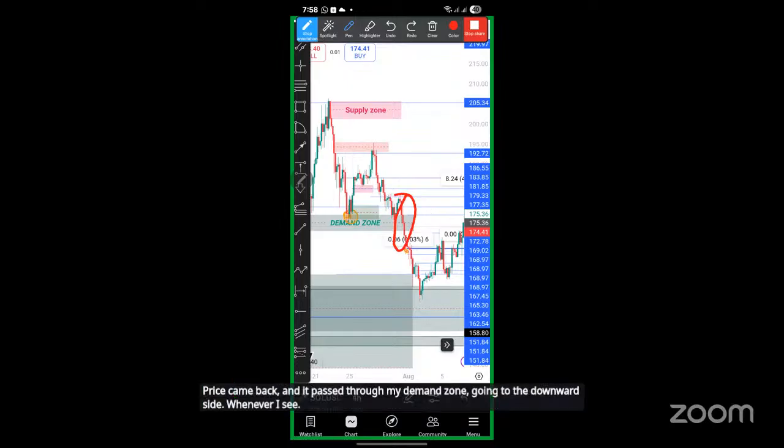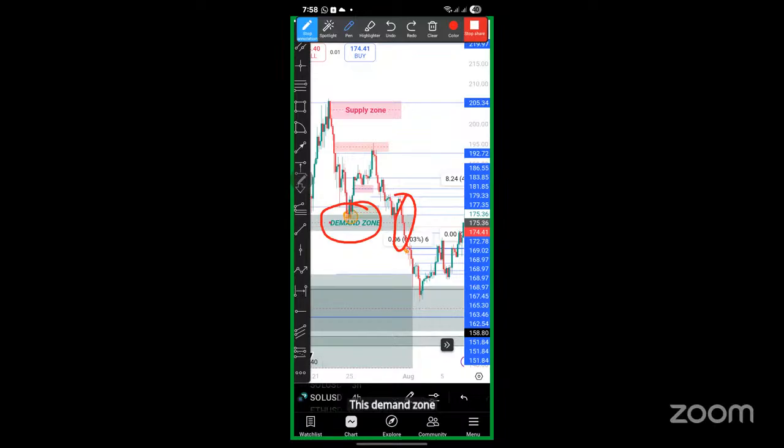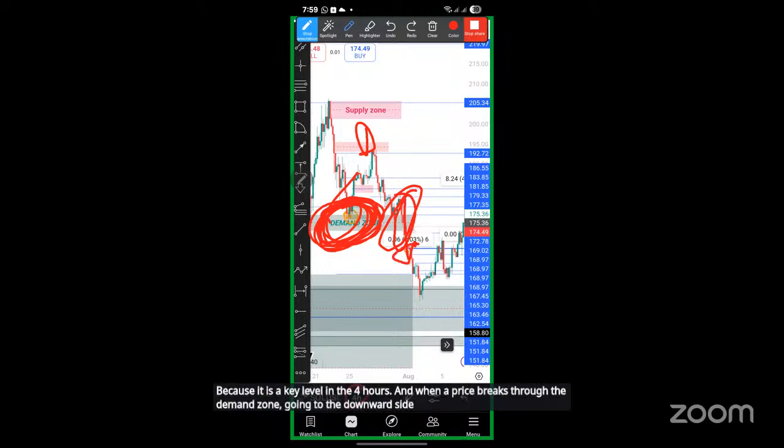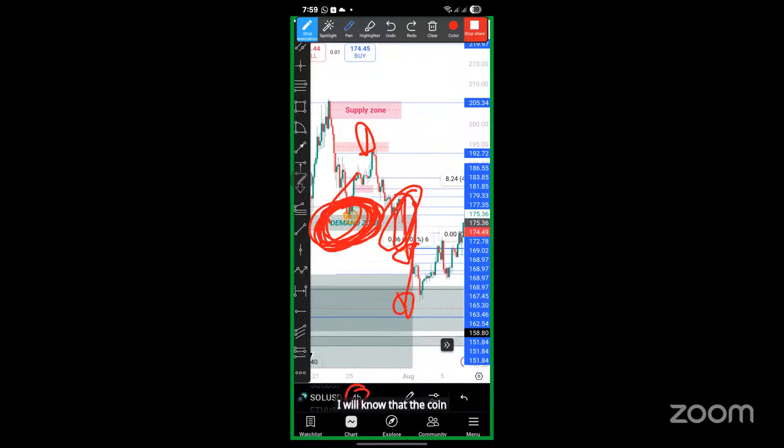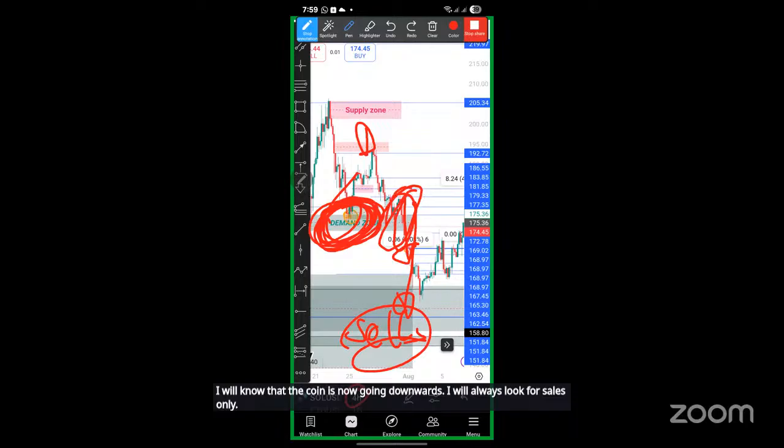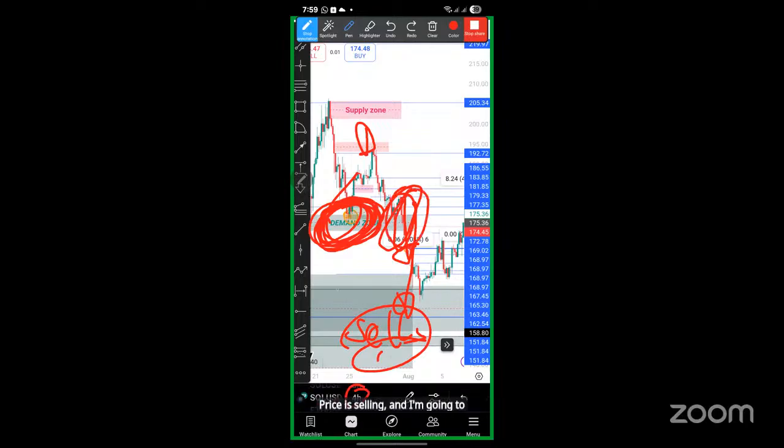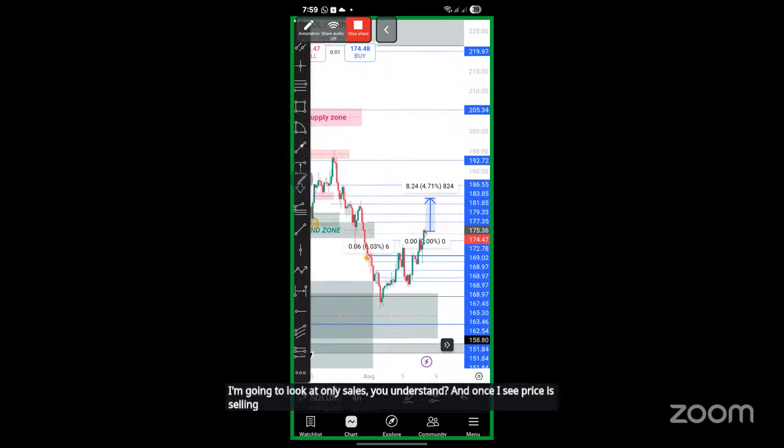This demand zone will not expire, and I will always leave it in my chart. Why? Because it is a key level in the 4 hours. And when price breaks through the demand zone going to the downward side, I will know that the coin is now going downwards. I will always look for sales only. Price is selling, and I'm going to look at only sales. You understand? And once I see price is selling, I will not enter the market to buy.